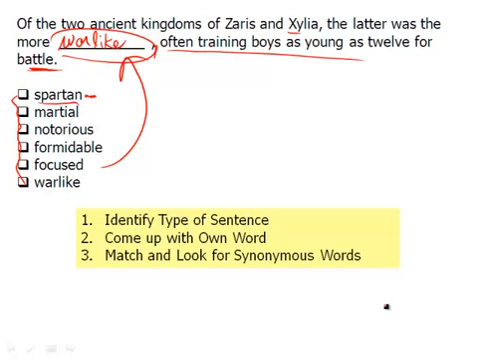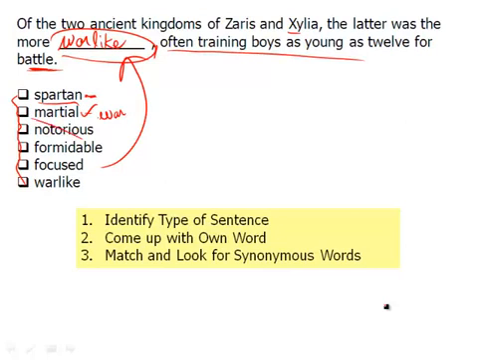Next we have martial. If you think of martial arts, such as karate, when you do karate, you're engaging in battle. So the word martial means having to do with war, relating to war. So that could definitely work here. And again, it's not a synonym for Spartan. Next we have notorious. That doesn't work.